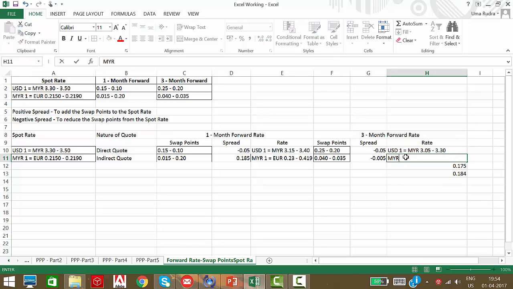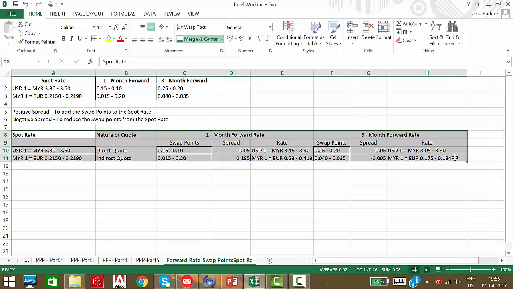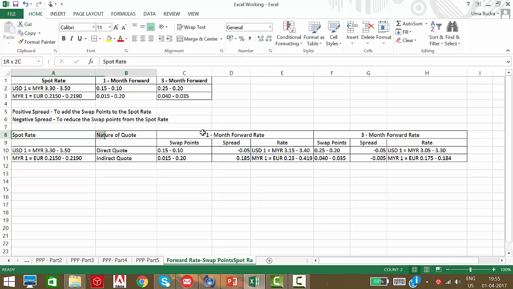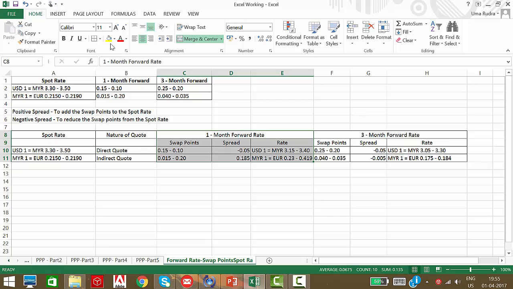So MYR1 equals to euro 0.175, 0.184. Yeah. So we are clear now how we have calculated. You can do practice on your own based on the same example, and then you can see what is the result or how I have calculated. Then the concept would be more clear. Let me put it in a different color so it would be easier to understand.